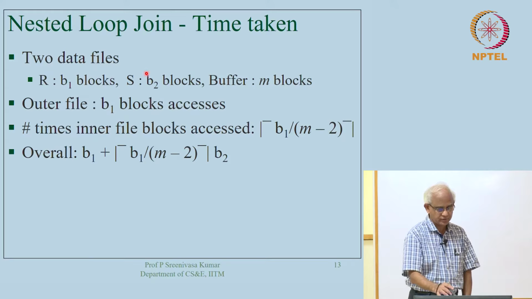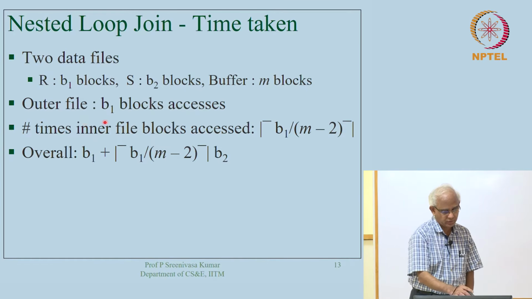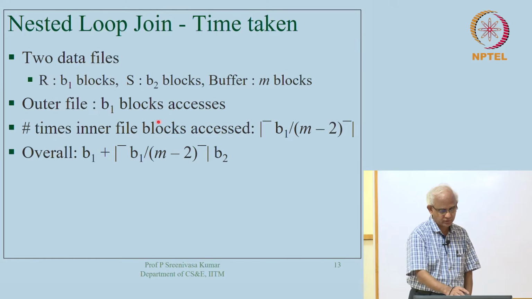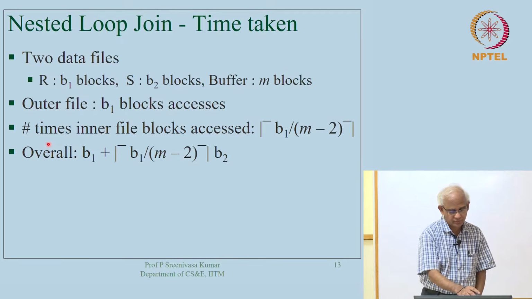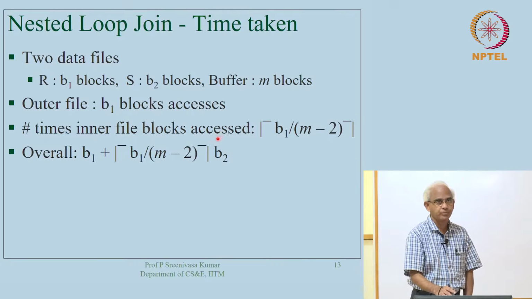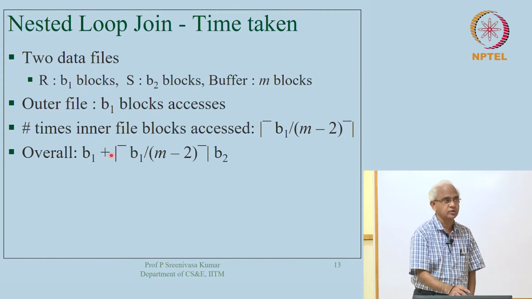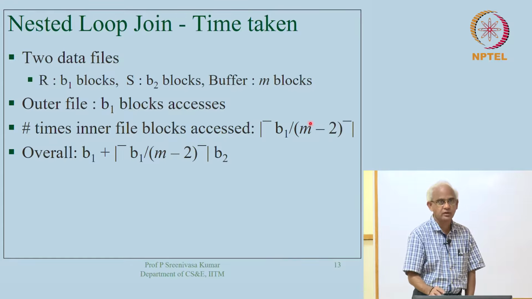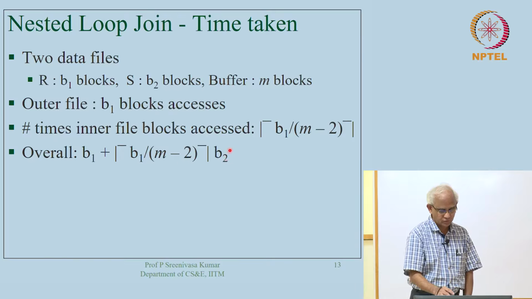So, as far as the time taken is concerned, if R has B1 blocks, S has B2 blocks, and the buffer has m blocks, then the number of times that the inner file has to be read is basically B1 divided by m-2, where B1 is the number of blocks in the outer file, R. So, overall the complexity in terms of block accesses will be that the entire B1 blocks have to be read, so B1 plus the ceiling of B1 divided by m-2 times B2. So, that is the overall complexity.